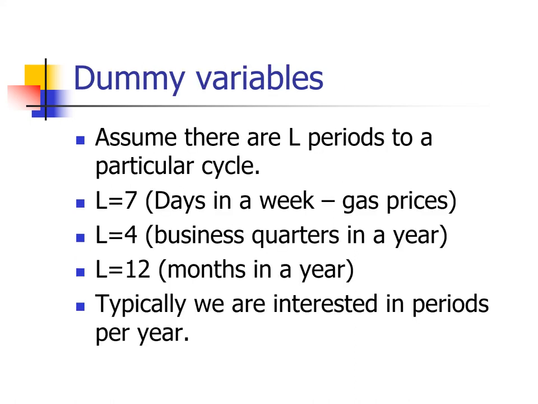Assume there are L periods to a particular cycle, whatever our cycle is. If you're talking about days in a week, then L is 7. If you're talking about quarters in a year, L is 4. If you're talking about months in a year, L is 12. Often we're looking at periods in a year, so something like months or quarters.